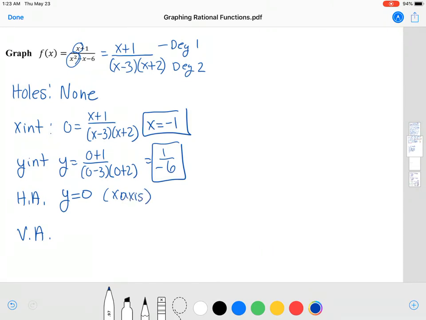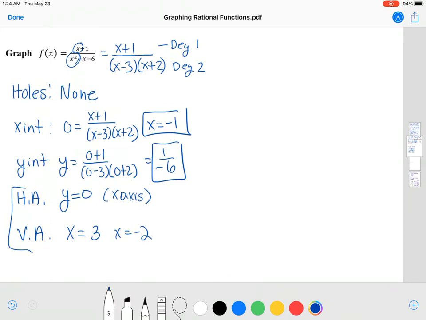Now the vertical asymptote is, after simplification, you look to see what makes the denominator 0. And in this case, there's no simplification, so we can just look right at the bottom. We have 2 vertical asymptotes, x equals 3 and x equals -2. And don't forget that these are lines, so you'll always want to write them as an equation.